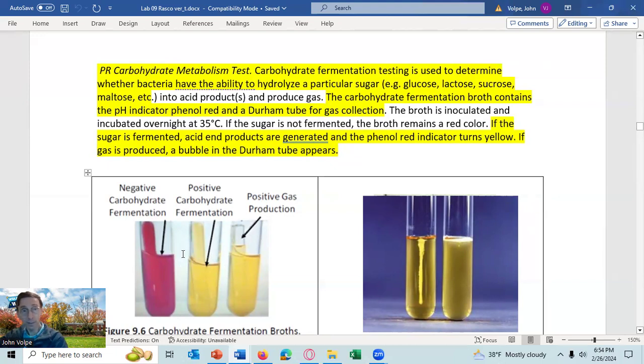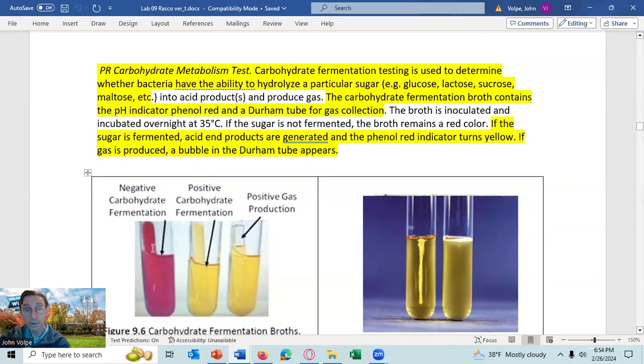Now we call this the carbohydrate metabolism test because there can be different sugars in the tube, but we only have one sugar. And so you could call it the glucose metabolism test or the lactose metabolism test or the sucrose metabolism test. But to talk about them all together, we're just going to call it the carbohydrate metabolism test, looking at the fermentation of the one sugar that's in the tube.